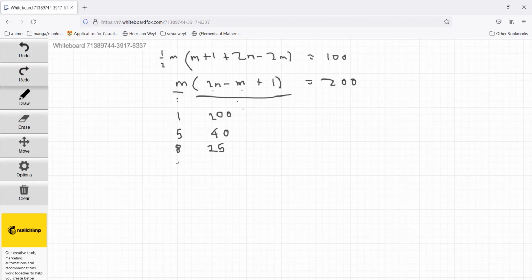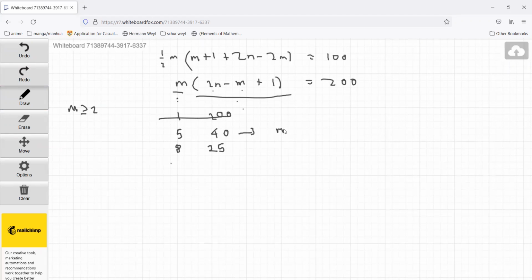We don't want the opposite pairs, since m is less than or equal to n, so 2n minus m plus 1 is always going to be greater than m. So we only need to list out these pairs. We don't need to list out the opposite pairs, 25 and 8, 200 and 1, because we need m to be the smaller number anyway. Another thing we needed was that m is greater than or equal to 2. So that rules out the 1, 200 pair. So we only have these possible pairs.